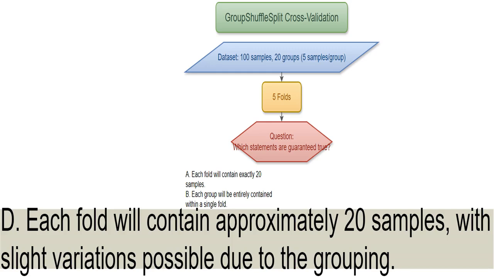Because GroupShuffleSplit prioritizes keeping groups whole, the number of samples per fold might vary slightly from the ideal 20. It will be close to 20, but not necessarily exactly 20, because of the constraint of keeping groups intact.